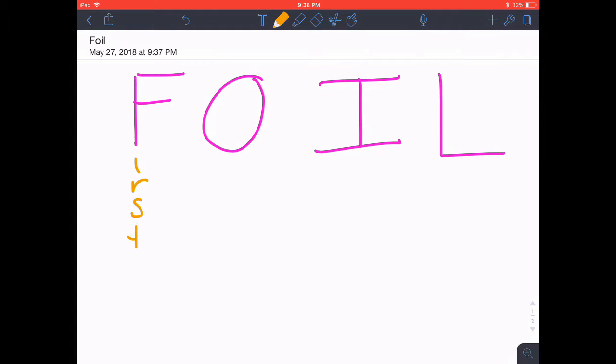So the F in FOIL stands for first. Now we'll go over what this means later. The O stands for outer or outside. The I stands for inner or inside. And the L stands for last.